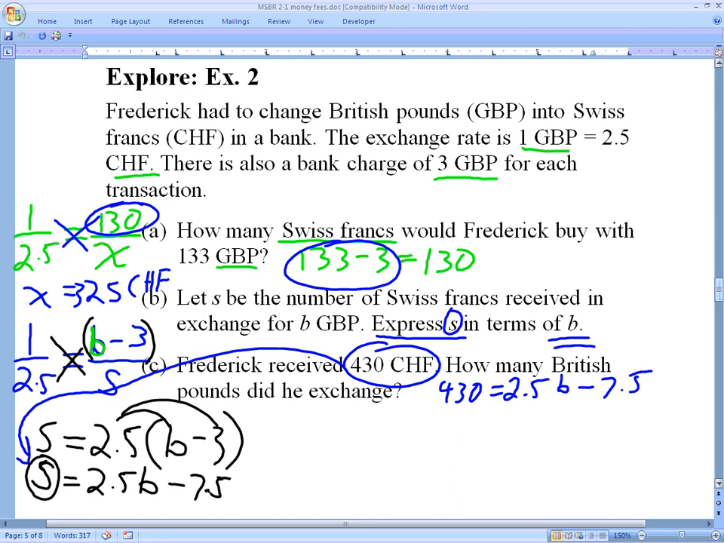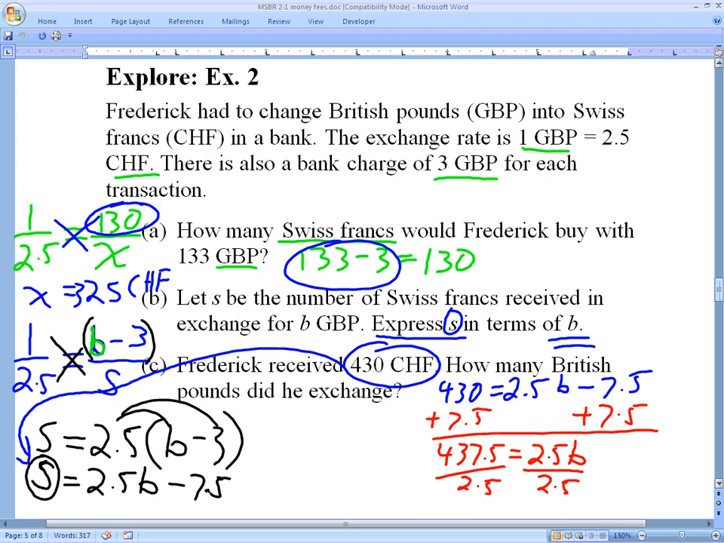To get B alone, we're going to start by moving anything else that's on the same side of the equation, starting with the 7.5. It was being subtracted, so we add it to both sides of the equation. So now I have 437.5 equals 2.5B. Divide both sides by 2.5. And 437.5 divided by 2.5 gives me 175. So B equals 175 Great British Pounds.